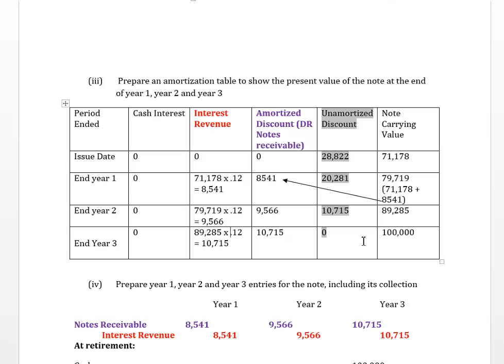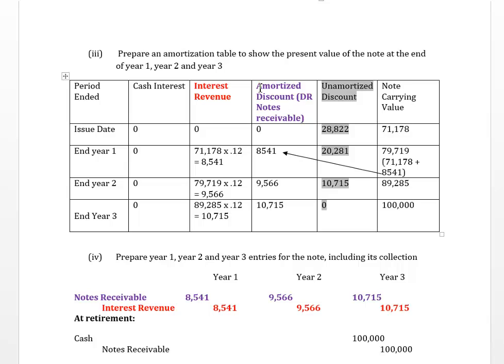12% of the $89,285, which is the carrying value of the note to open year 3, is $10,715. That's exactly the amount that we'll debit the note by in order to increase it to $100,000, at which time we have no remaining discount to amortize.